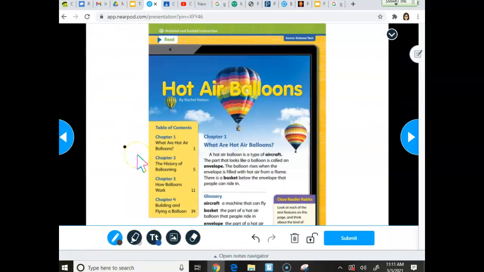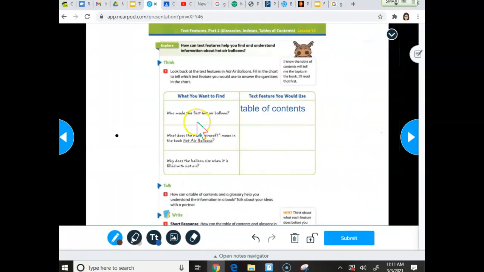All right, we said to figure that out, that would come from the history part. And we would have to use the table of contents, because the history of ballooning, you'd go to Chapter 2 on page 5 and read. So the table of contents would be the text feature we would use to figure out who made the first hot air balloon.